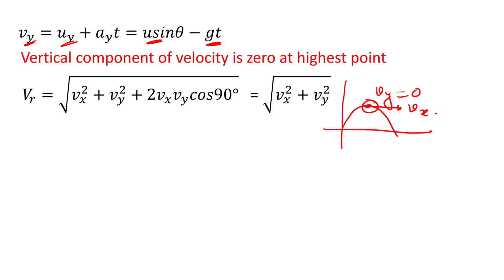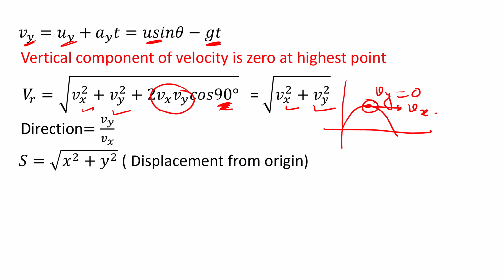Okay, the resultant velocity is V square equals Vx square plus Vy square plus 2Vx Vy cos 90 degree. The angle between Vx and Vy is 90 degree and this becomes V square equals Vx square plus Vy square. Direction is Vy by Vx. The displacement from origin is clearly square root of x square plus y square.